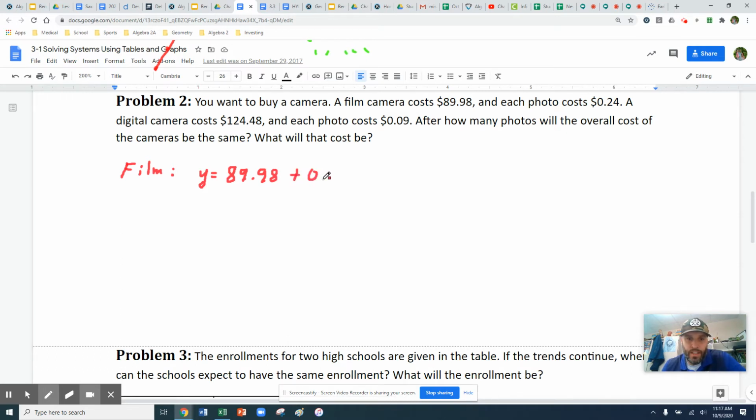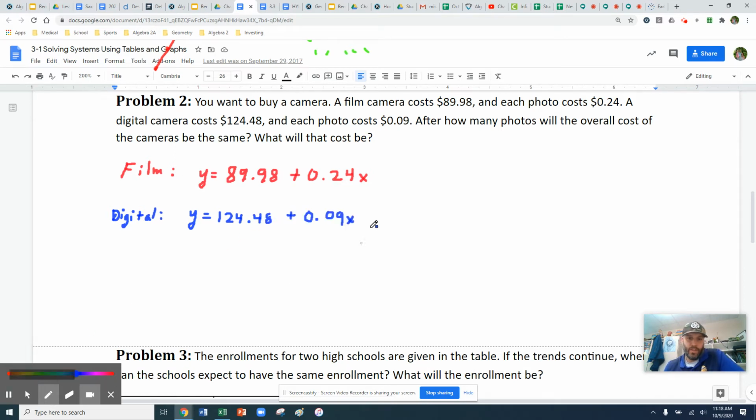So whenever we see that word like each or every or per, that's going to mean we're going to use multiplication. So we're going to represent our number of photos as x, and then our cost of each photo is 24 cents. Now our digital camera is a little bit more expensive, so we'll have a y-intercept that's a little higher, $124.48. But the slope, 0.09x, is a little bit less. So as the 24 cent slope and the 9 cents, eventually the 24 cents is going to catch up and they will be equal at some point.